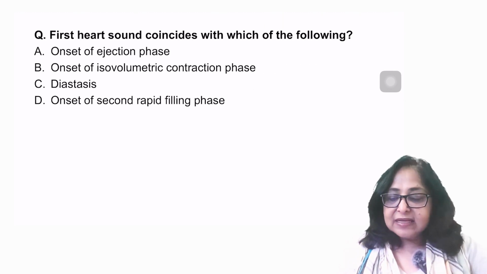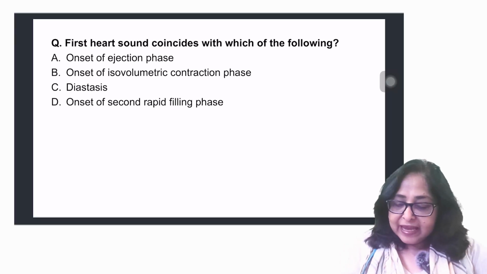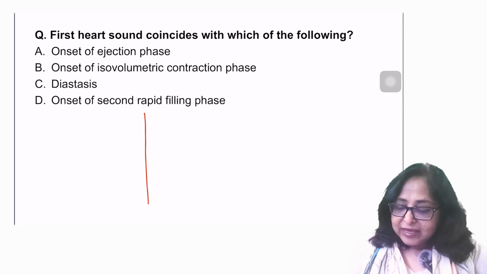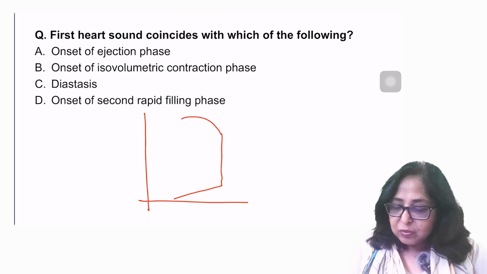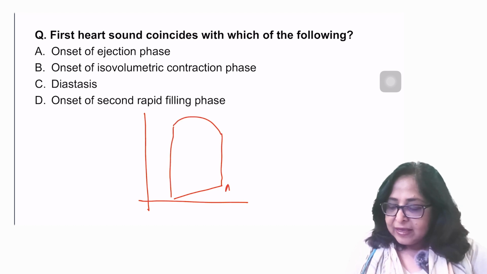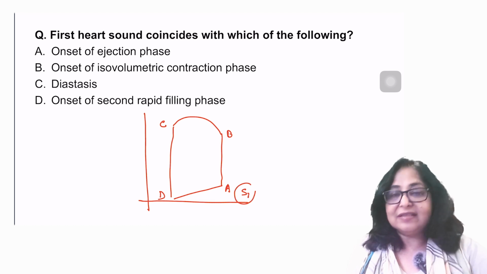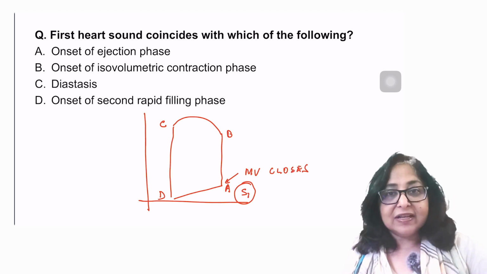Next, first heart sound coincides with which of the following? Now, if you remember the LV pressure volume loop, we have discussed this earlier as well. This is what an LV pressure volume loop looks like. This is point A, point B, point C, point D. Now, A is onset of ventricular systole. This is the point where the mitral valve closes, and this is the first heart sound.